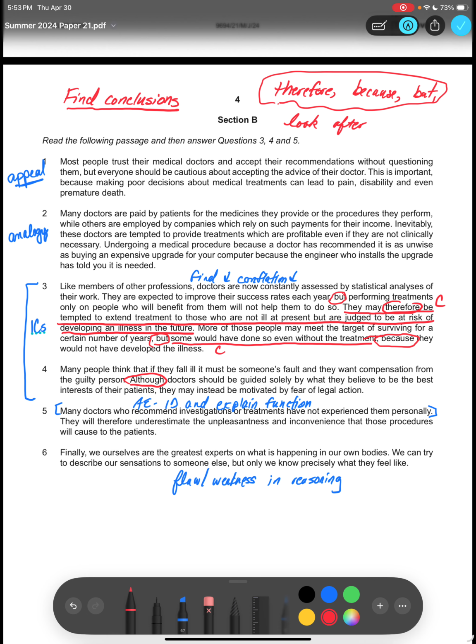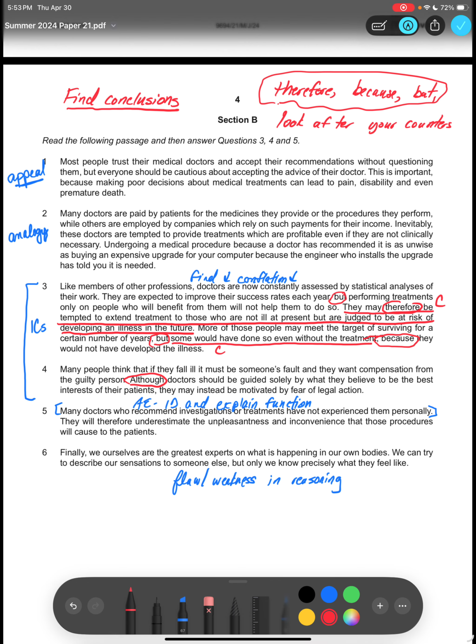Look after your counters. Sorry, I promised not to do cursive, and there I am doing it. Okay. Look after your counters. That's a good place to find conclusions.